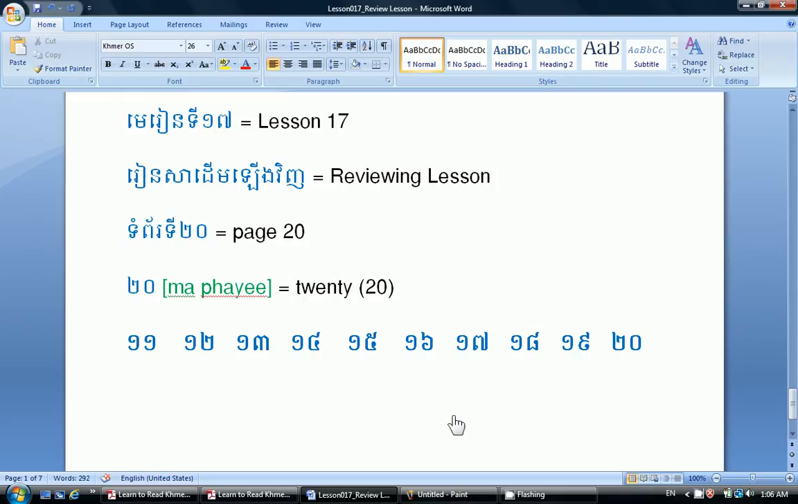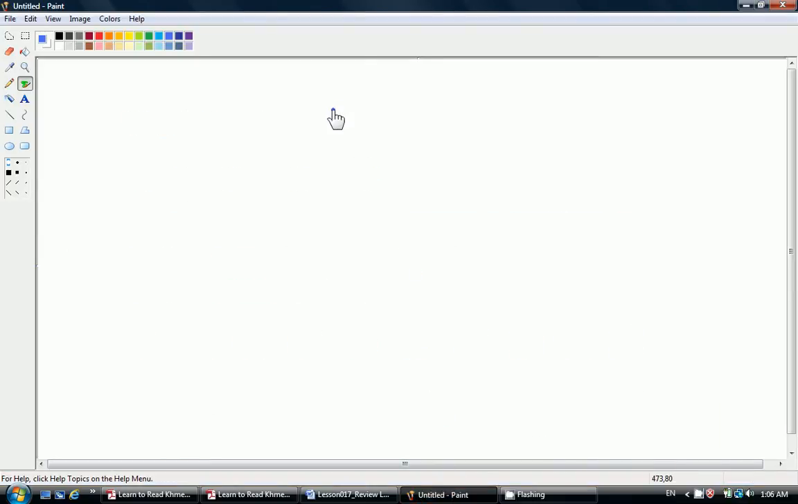So if you still need to read all the above phonetically, please go to the prior lesson for your review. Otherwise, let's practice our writing. Okay, please take out a piece of paper and pencil and learn how to write the vowels, the consonants, and a combination of the vowels and the consonants.